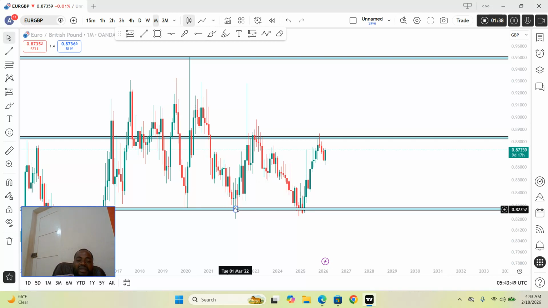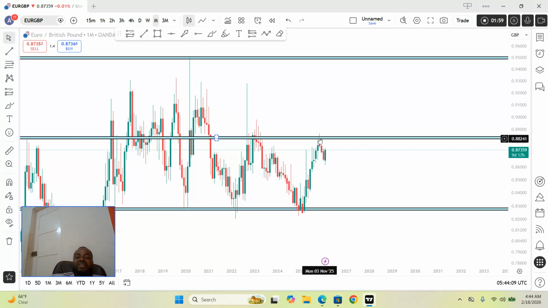Let us start from here. The price came down and gave us a lower low. It went up for a lower high. It came down again for equal lows. Now the price is going up for equal highs. You see, but when you look carefully, what can you see? We are seeing an evening star.